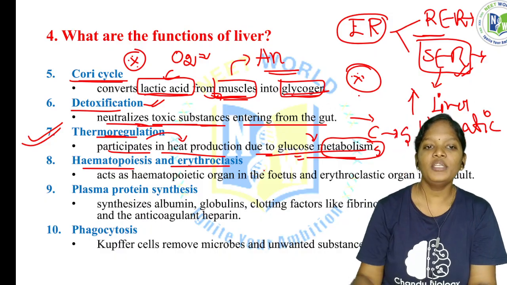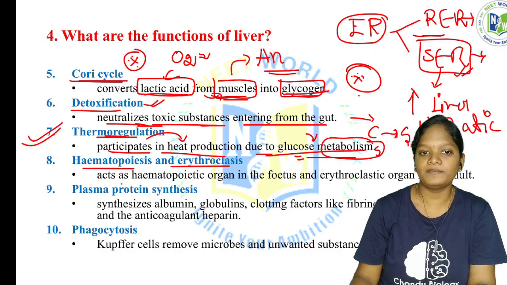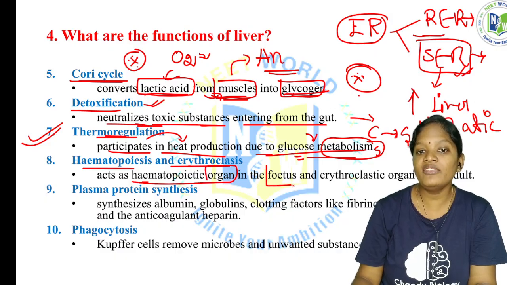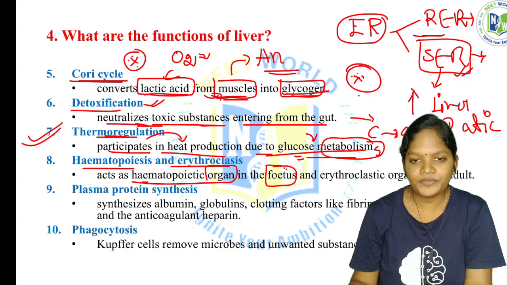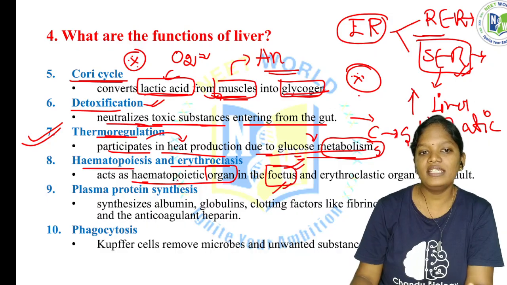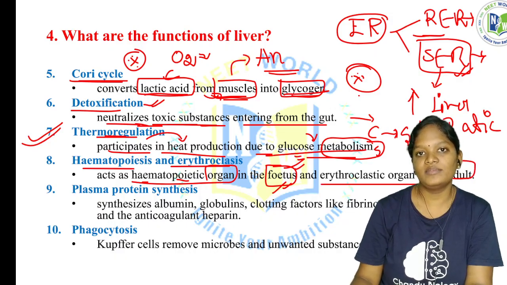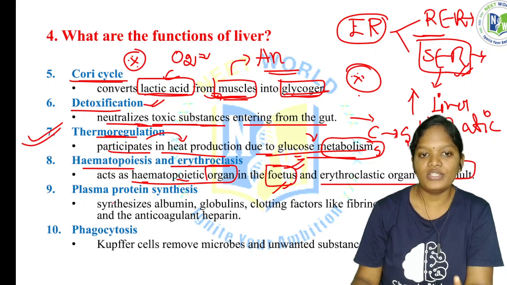Hematopoiesis: hemato means all the blood cells are getting synthesized. The liver acts as the hematopoietic organ in the fetus, not in the adult. In the fetus it is considered a hematopoietic organ, which means most of the blood cells will be synthesized in the liver. It is an erythroclastic organ in the adult. This is the most important point, just make a note of that.